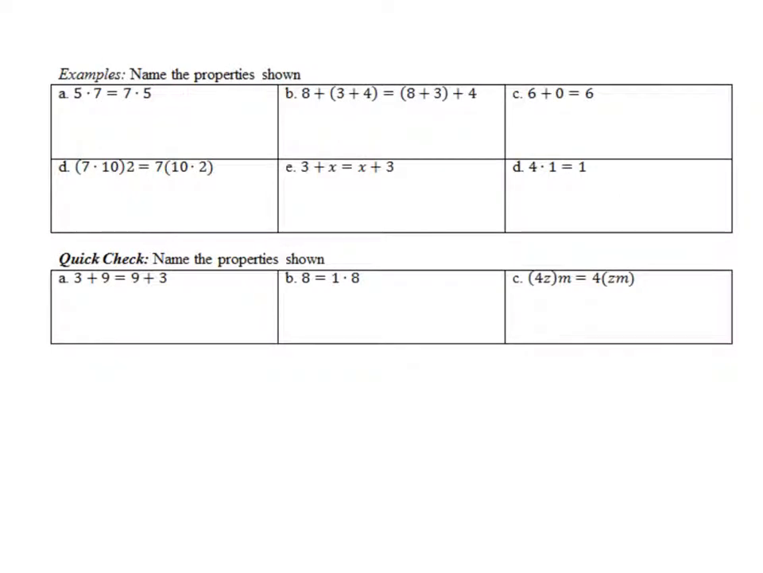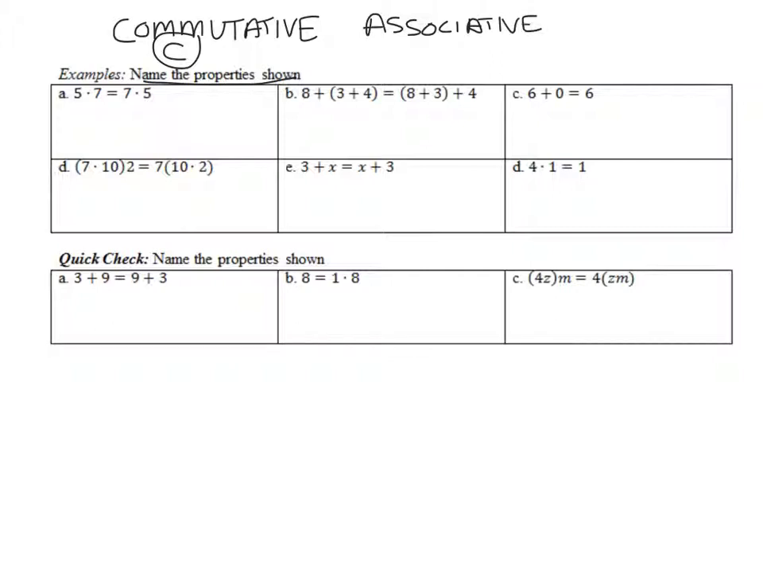Okay, let's try these. Let's name the properties shown. So we have commutative, which means that you switch the order. We'll call that C. We have associative, which means you change the grouping, you change the parentheses. And then we have identity, which is where you're either adding 0 or multiplying by 1.